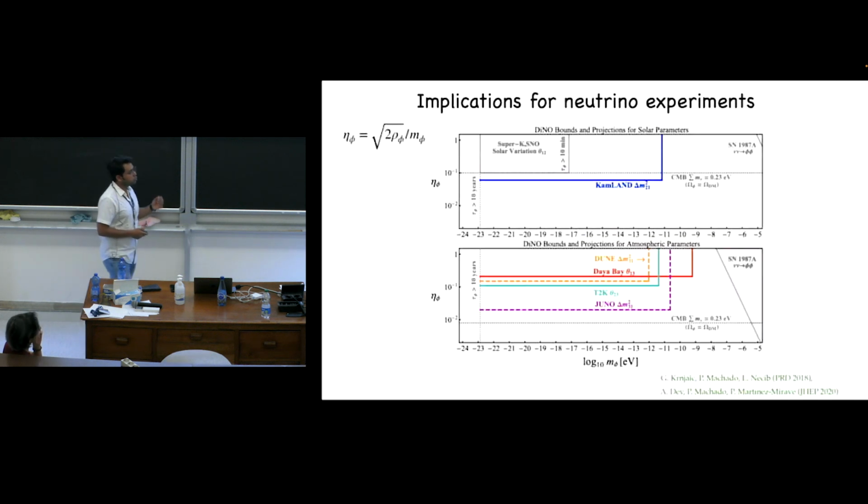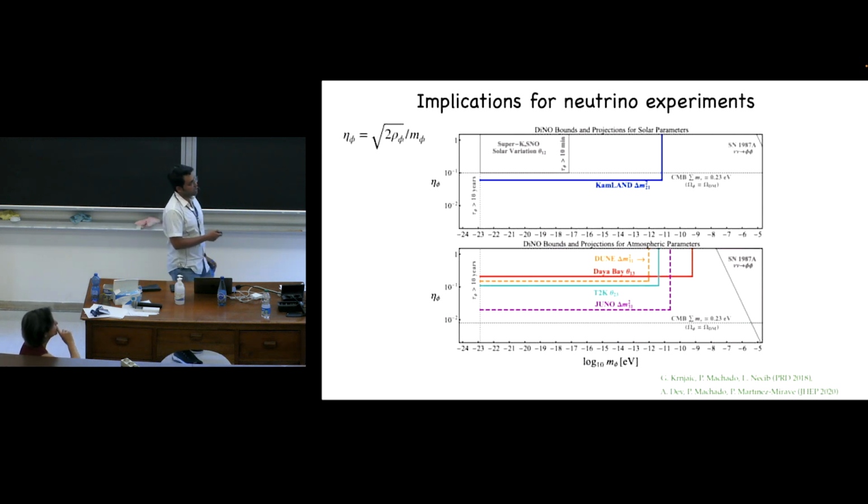And using this, one can put constraints on the amplitude and the masses of these particles from different experiments. So suppose you assume that the field couples to the solar sector, so then it basically affects your theta 1 2 and delta m squared 2 1. Then you would get constraints from, for example, the KamLAND measurement of delta m squared 2 1. So anything above this blue line would be ruled out.